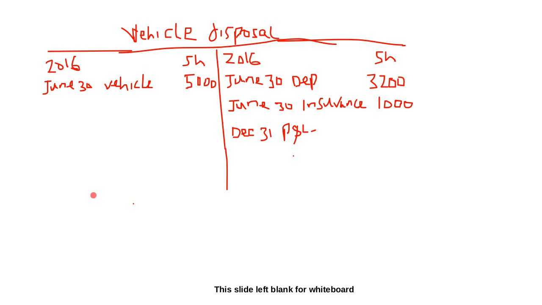Okay, the 800. Remember, the cost of the vehicle was 5,000, and what we have managed is 4,200. So it means that we have a shortfall of 800. So that 800 is a loss.